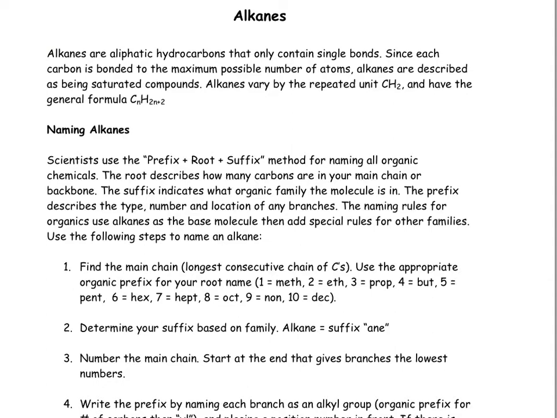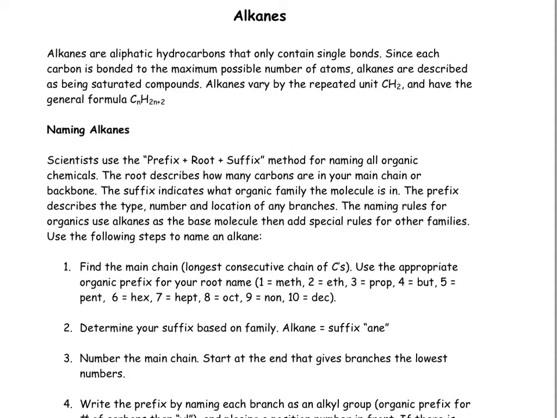Now, naming alkanes. Scientists use what's known as the prefix, root, suffix method for naming all organic chemicals. The name really describes the structure of the compound, and you should be able to take a chemical name and draw it once you have it. The root part of the name describes how many carbons are in your main chain, or the backbone. The suffix tells you what organic family the molecule is in. And the prefix describes the type, the number, and the location of any branches on your compound. The naming rules for organics use alkanes as the base molecule, and then you add other rules for different families.